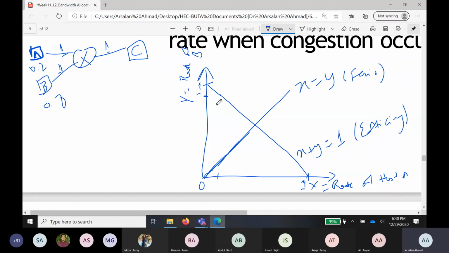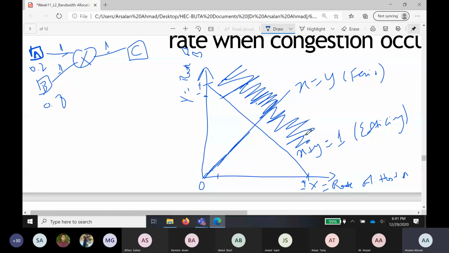Any allocation below this line, in this area, is an allocation which may be inefficient, may be unfair, but feasible, which means that the network is not congested. But any allocation above this line, if I take this point or this point or this point, any allocation point over here is a point where the network will be in a congested state.